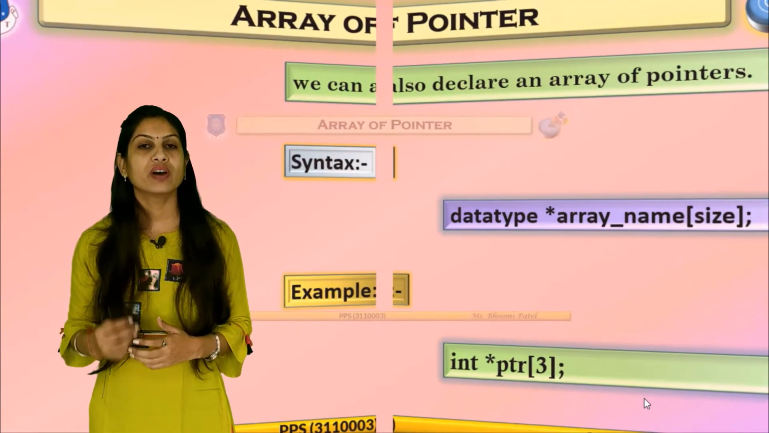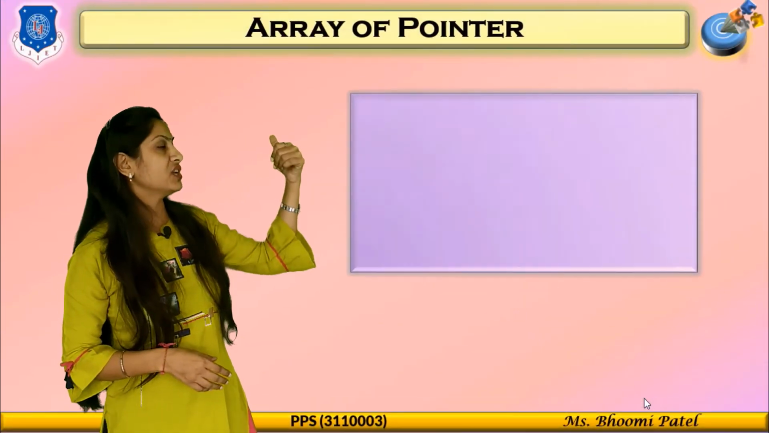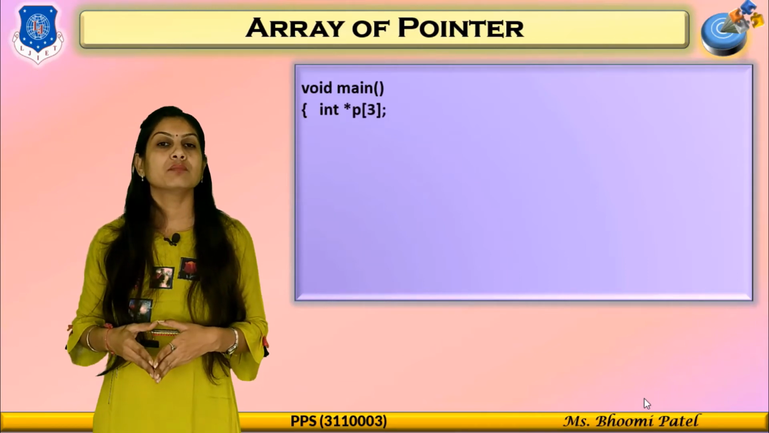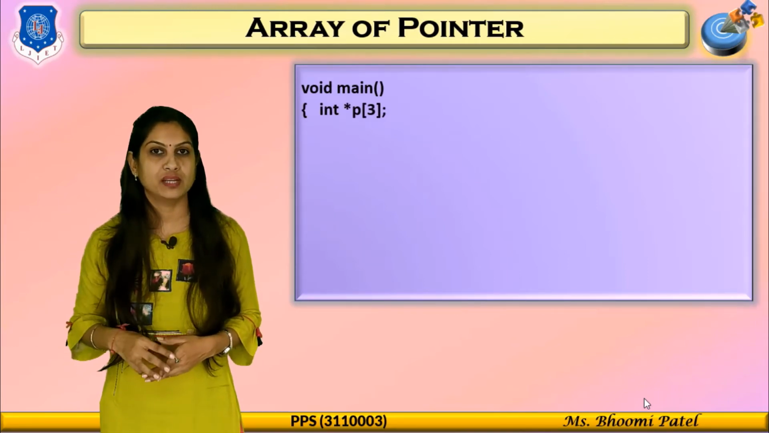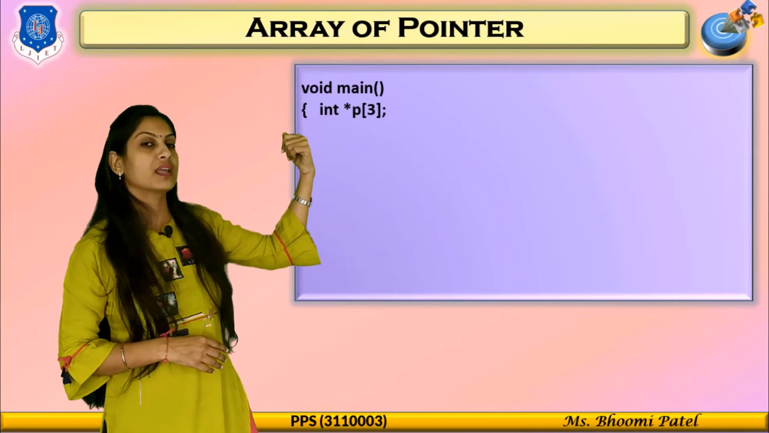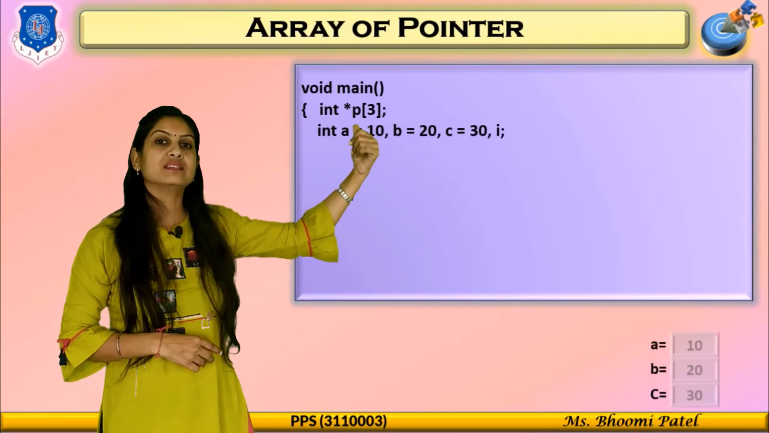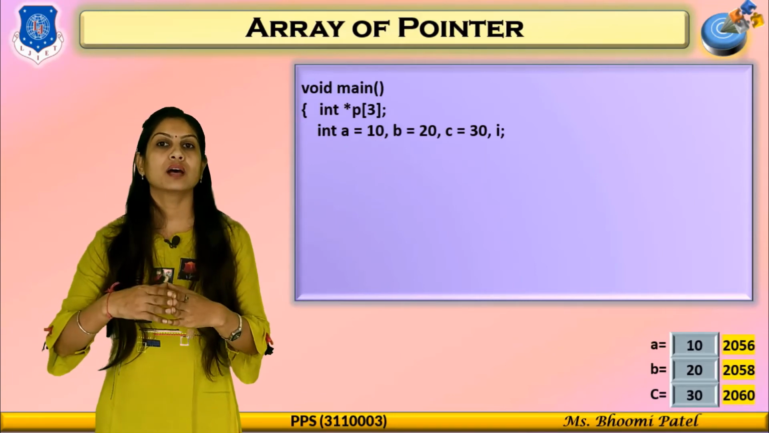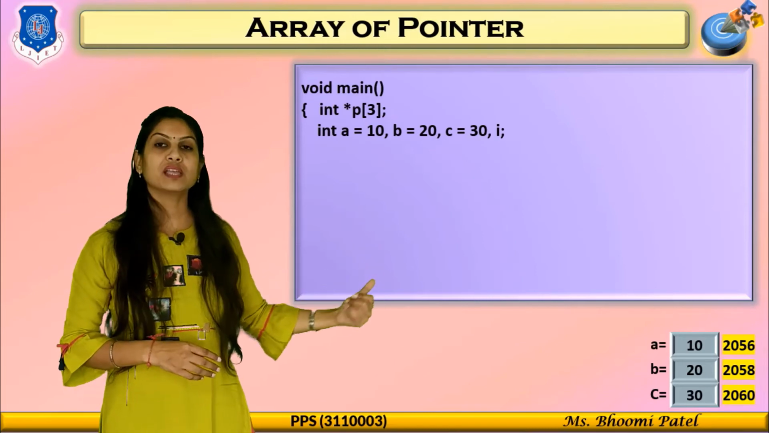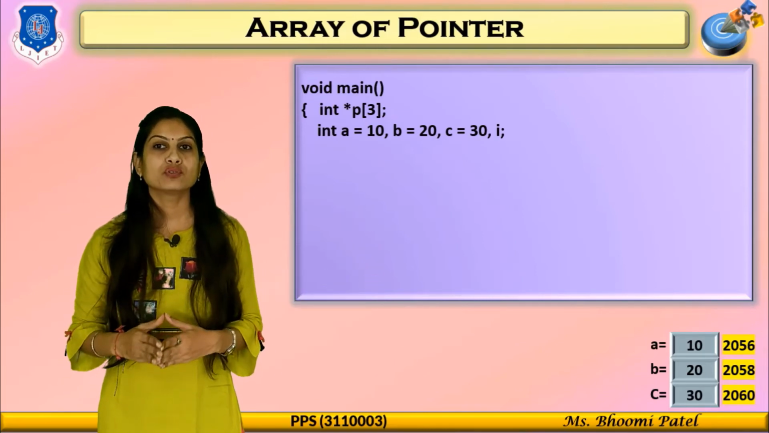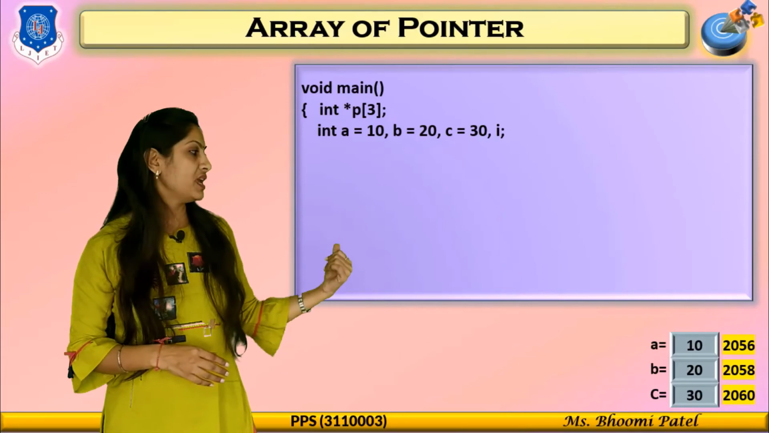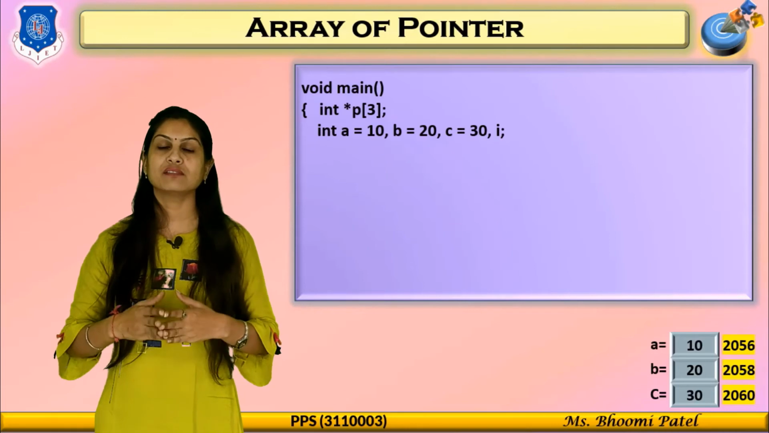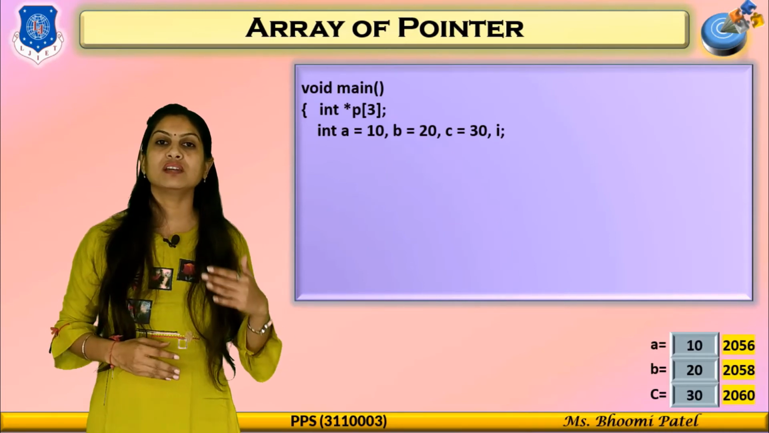Now understand with one simple example. Here I am taking the same concept, int *p[3], meaning p is nothing but my array having 3 pointer variables. Then after that, int a = 10, b = 20 and c = 30. These 3 are nothing but simple variables having some locations, which I am specifying in my figure. Now a has, suppose, location 2056, b has 2058 and c has 2060, and the values will be 10, 20 and 30.